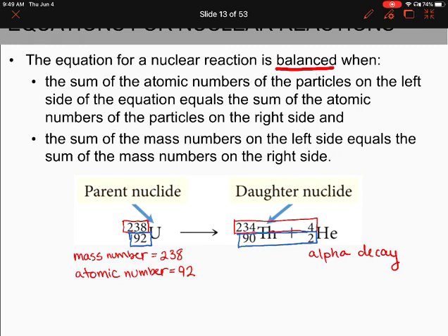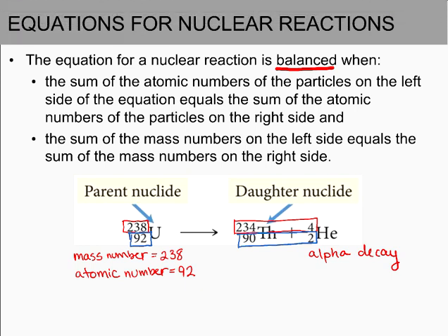So that's what we mean by balancing the nuclear reaction. Instead of making sure we have the same number of atoms on both sides, we're going to make sure that we have the same total mass number on both sides and the same total atomic number on both sides. So we're still following the law of conservation of mass.